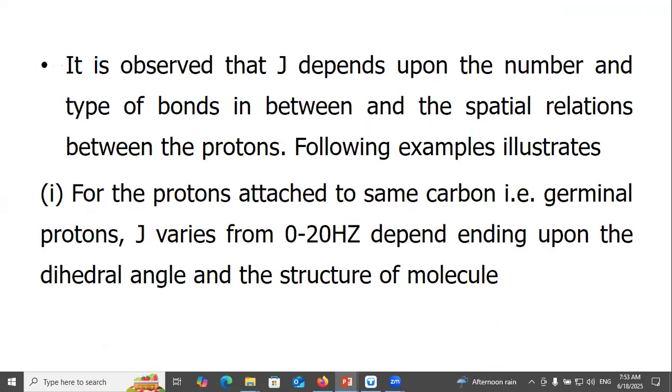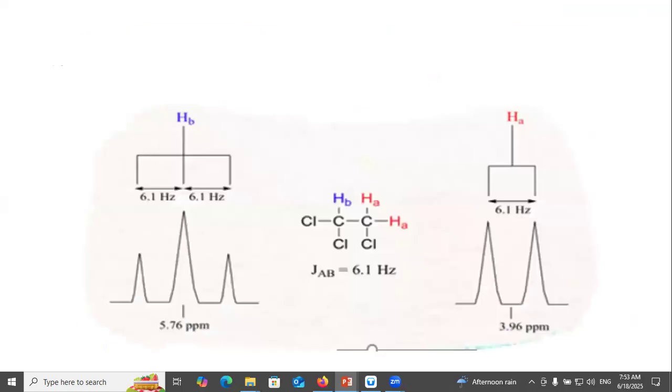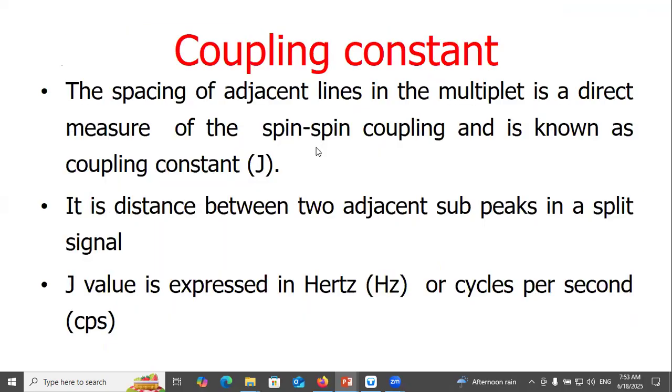Okay, it's all about coupling constants.